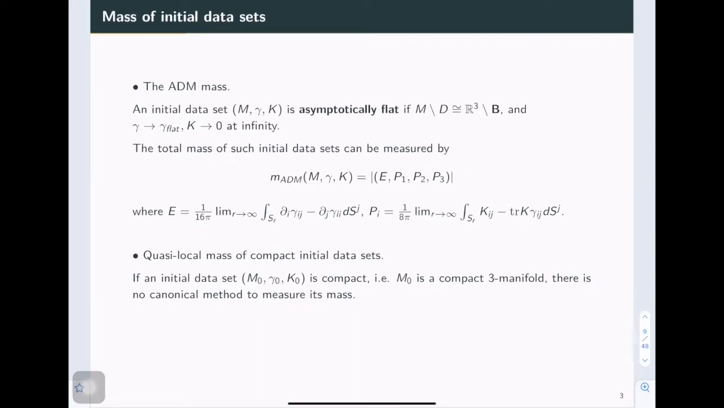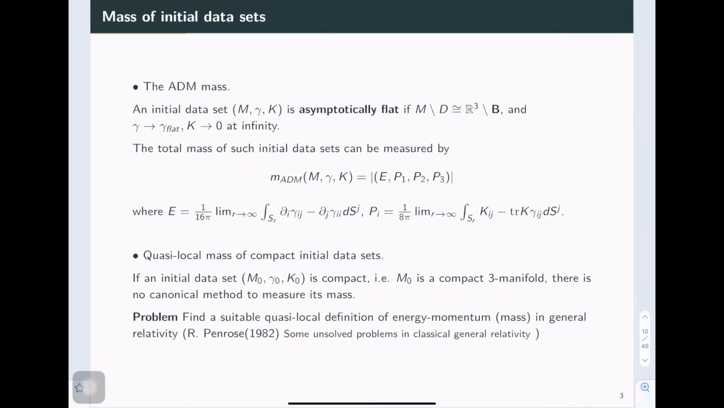Meanwhile, most of the physical models are regions of finite extent, corresponding to initial datasets where the manifold M is a compact 3-manifold. So we are very interested in the mass of compact initial datasets. However, in this case, there's no canonical method to measure the mass. In fact, to find a suitable quasi-local definition of mass for compact initial datasets is an important unsolved problem in classical general relativity.